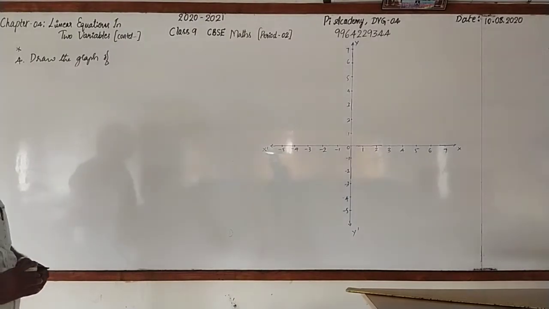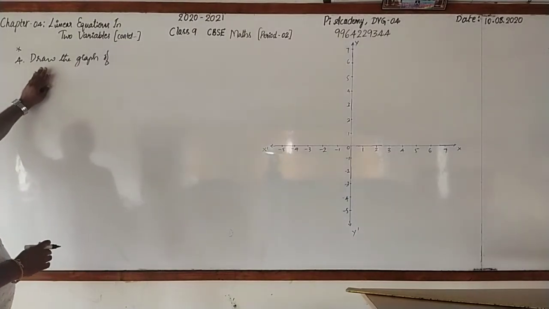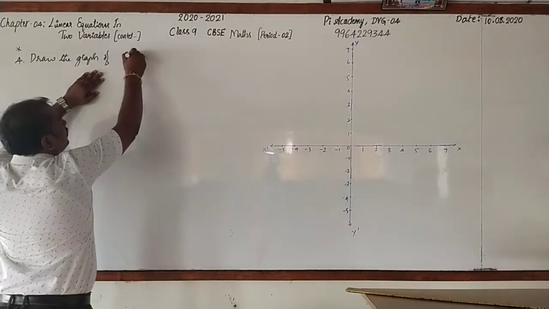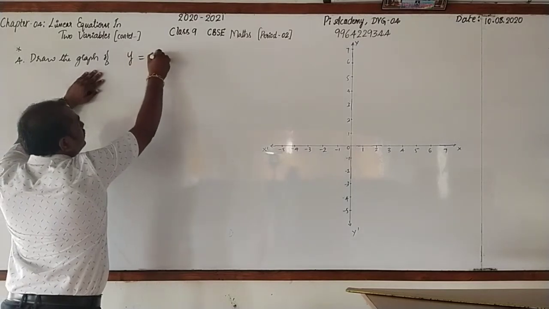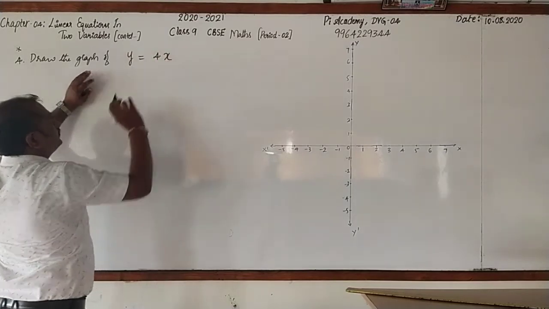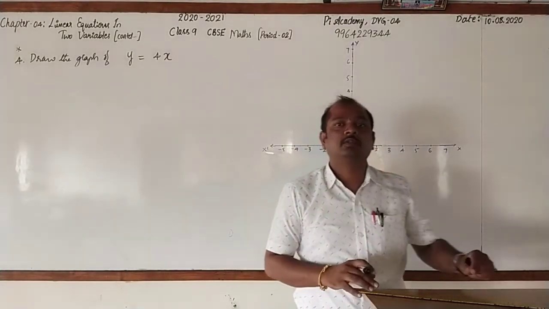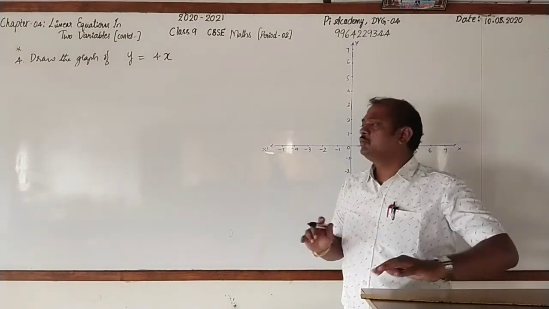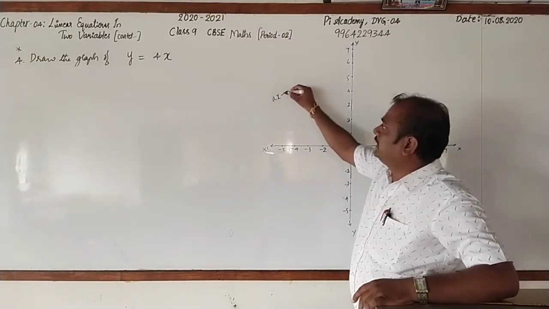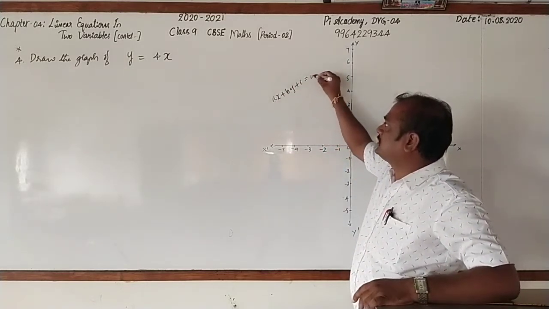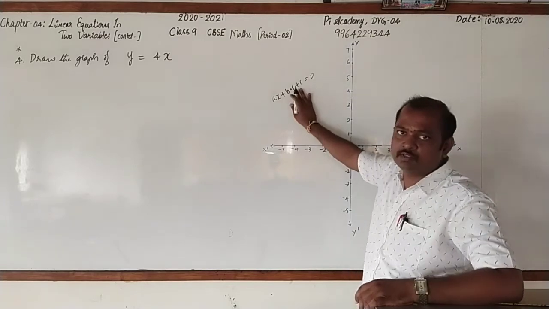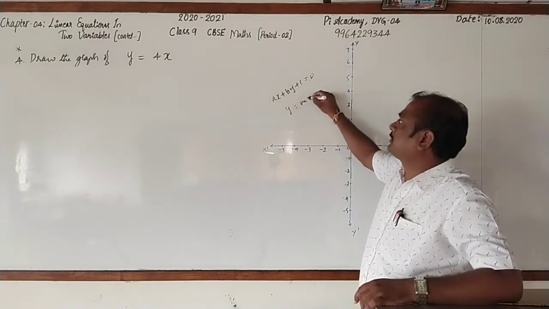Now let's move on to the fourth one. The question is like this. Draw the graph of y is equal to 4x. Okay, dear students, so far we have drawn the graph of the equations which are in the form of ax plus by plus c equal to 0. In that we solved y, right? In general, y equal to mx plus c.